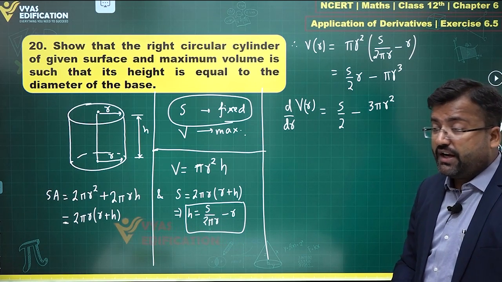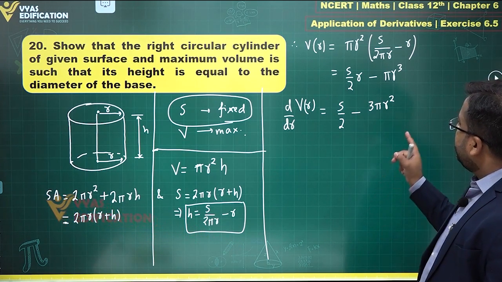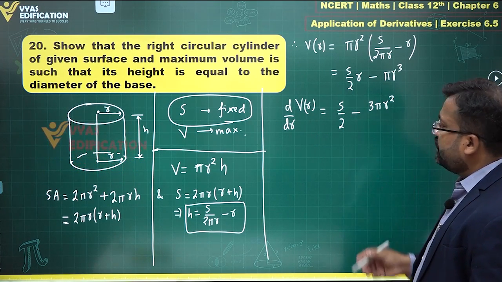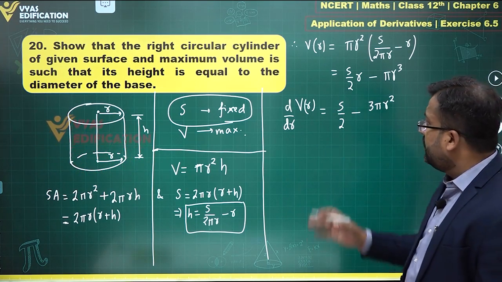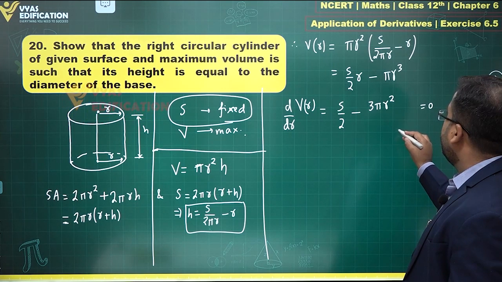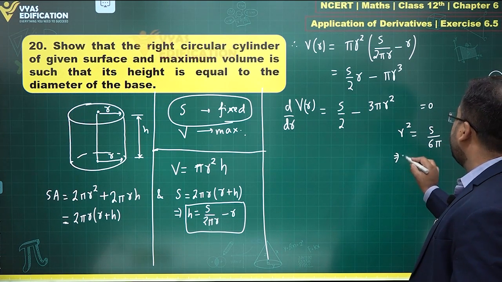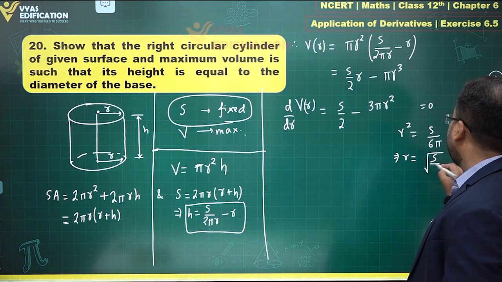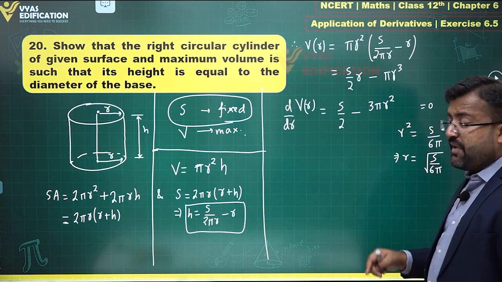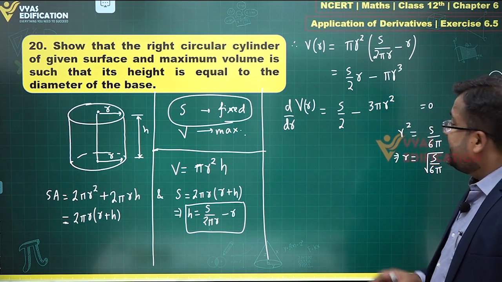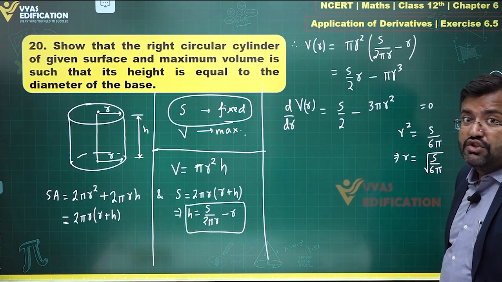Okay, this is what you get. And this derivative tells me that d by dr of V(r) is equal to this. We can find the value of r for which this is equal to 0. R square will be equal to s upon 6 pi, which tells me r is equal to the square root of s upon 6 pi. We should not take the minus sign because r is a positive quantity. We will only consider the positive value. This is the critical point, r equals this.